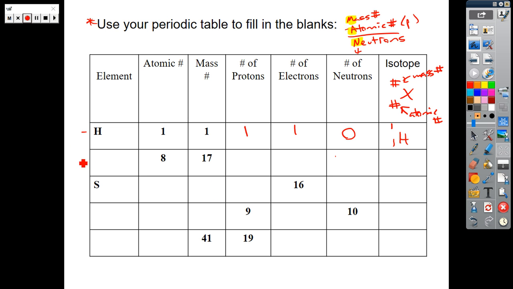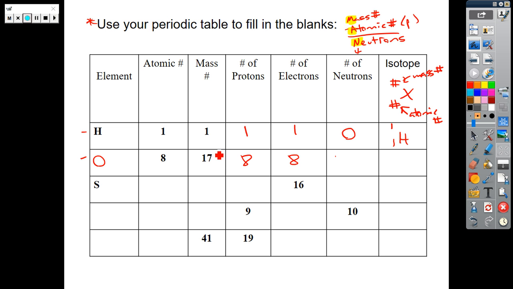For the next example here, it didn't tell us what element it is. So how could you figure out what element it is? Well, remember, the element's identity is determined by the atomic number or the number of protons. It doesn't give us protons, but it does give us the atomic number. So we know that this has to be element number 8 on the periodic table, which is oxygen. The atomic number also tells you the number of protons would be 8, and if it's neutral, the number of electrons would also be 8.